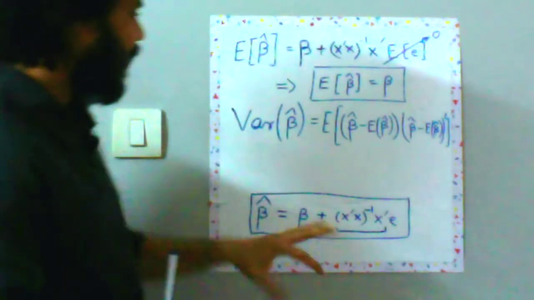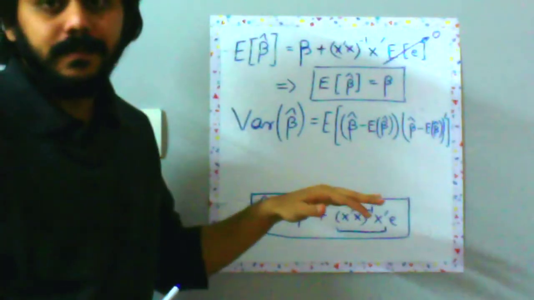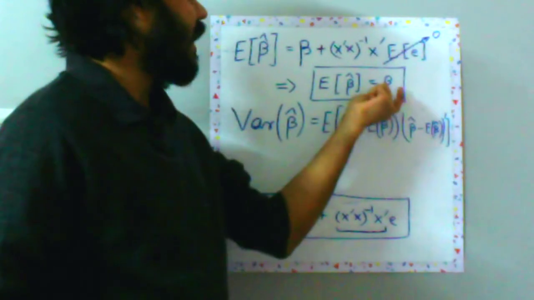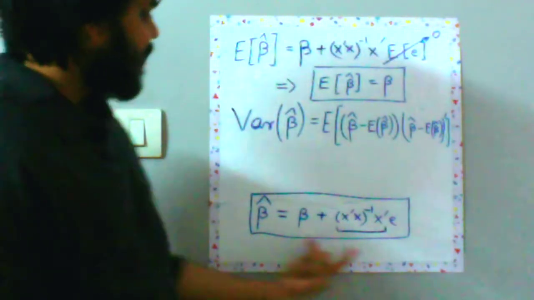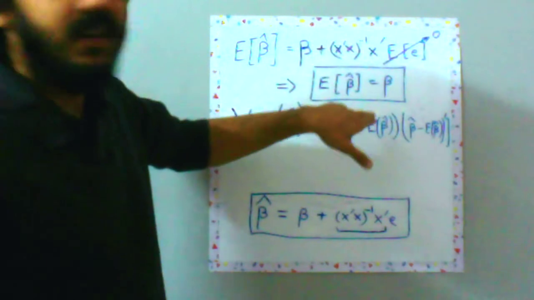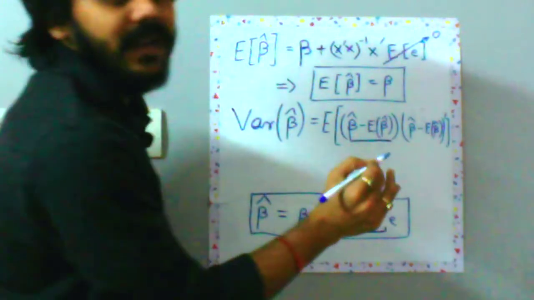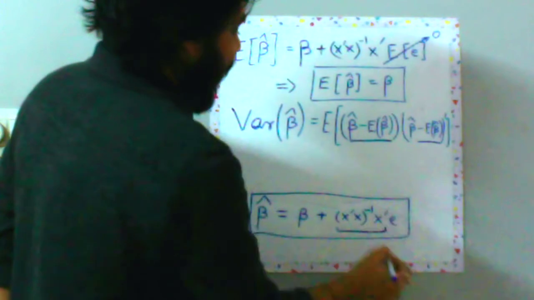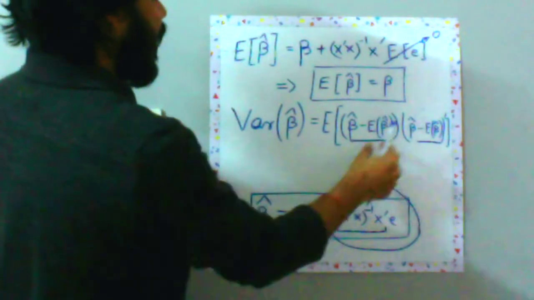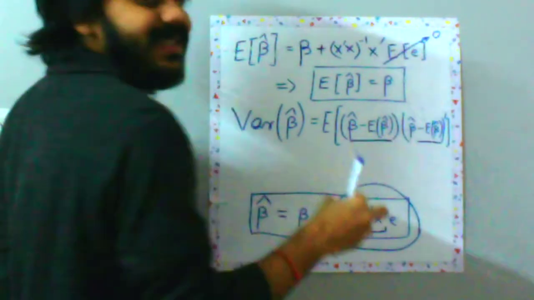So I'll erase the non-relevant portion and put the values here, and then simplify this further. Before erasing, I'll just tell you one thing: we already know that expectation of beta hat is beta, and we know that beta hat is this quantity. So if I take this minus this, beta will be cancelled, and I'll only be left with this quantity. Inside these brackets, before doing the transpose, I just need this, because beta hat contains this and beta, and expectation of beta hat is beta. So beta will be cancelled out. So let's take this and plug it inside these brackets.